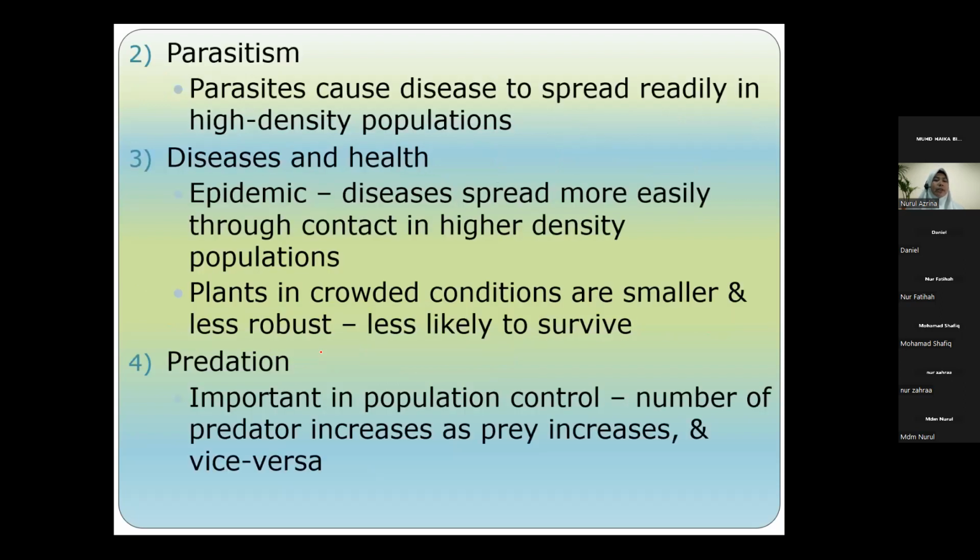Okay. Factor number 2 is parasitism. High density population will cause parasites to spread easily. Right? So senang parasite untuk berjangkit. So jadilah nanti banyak-banyak penyakit that related to parasite. So parasitism is also related to diseases and health. High density population size can cause disease to spread more readily because they are living very close together. So there are high chances of disease caused by direct contact that spread among the population in high density.